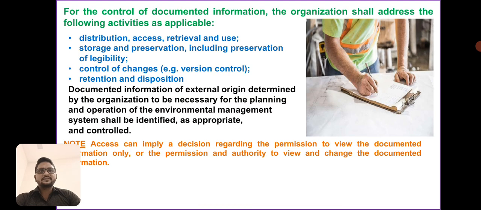Now next, for control of documented information, the organization shall address the following activities: distribution, access, retrieval and use, storage and preservation, including preservation of legibility, control of changes like version control, retention and disposition. Documented information of external origin determined by the organization to be necessary for the planning and operation of the environmental management system shall be identified as appropriate and controlled.